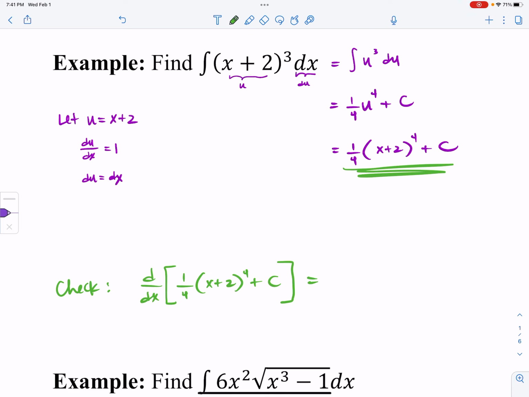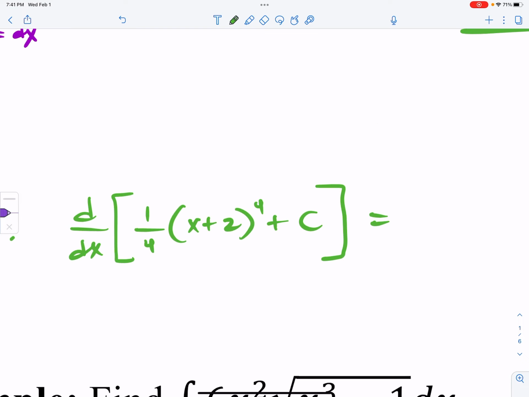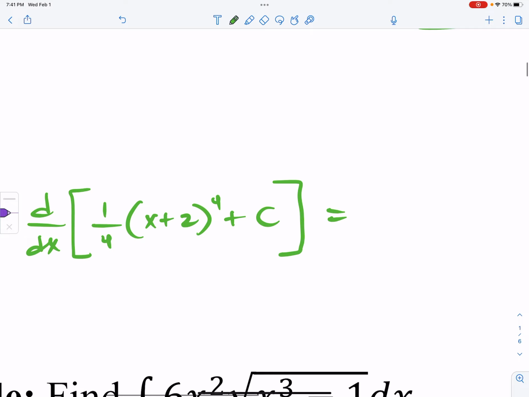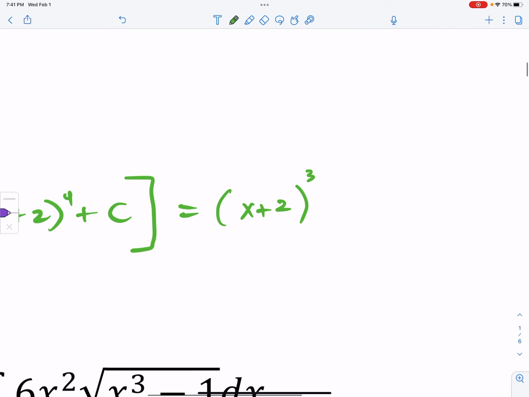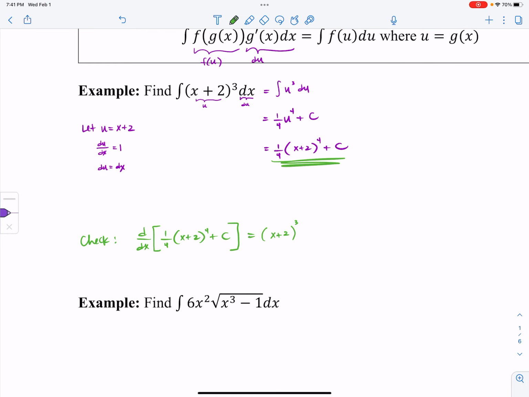So if we think about taking the derivative, thinking chain rule for differentiation, that would be the derivative of the outside. 1/4 times 4 is just 1. Subtract 1 from the exponent. Leave the inside alone. Times the derivative of the inside would just be times 1 in this case, so we don't have to write that. And then the derivative of c would be 0. So we can see that the derivative of our general antiderivative ended up matching, in this case, the quantity x plus 2 cubed.